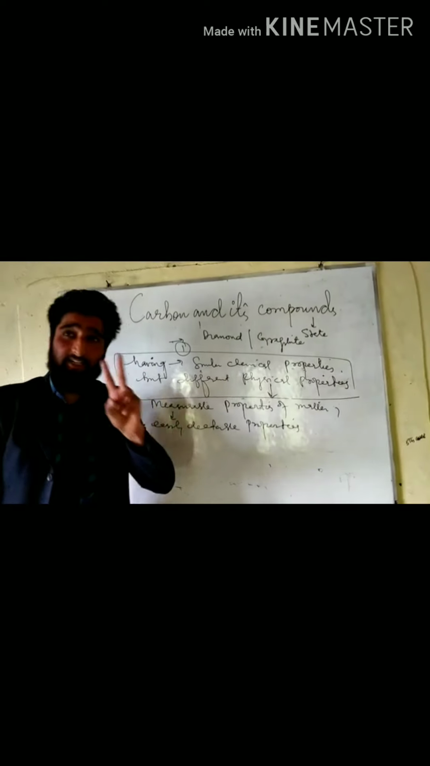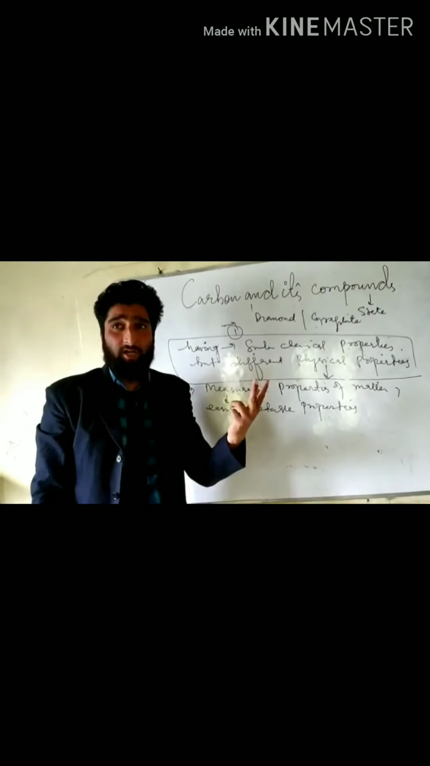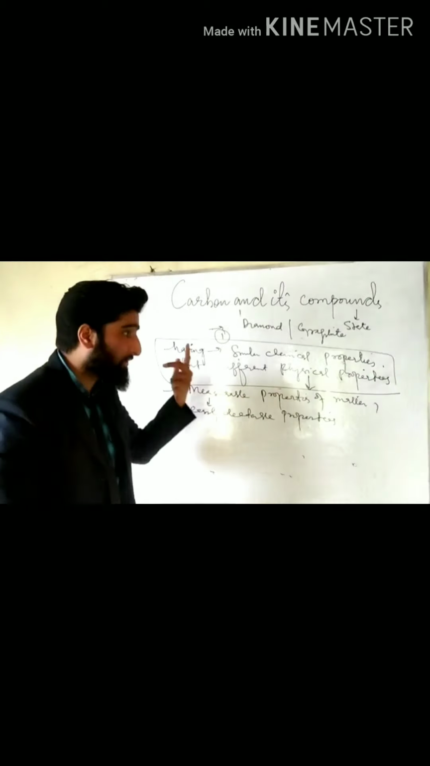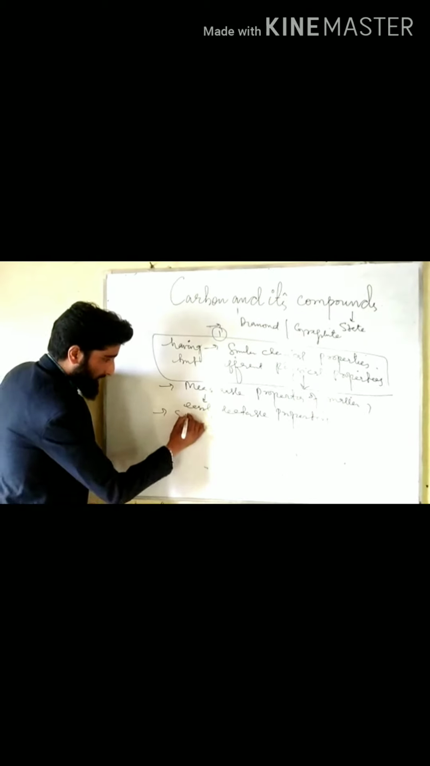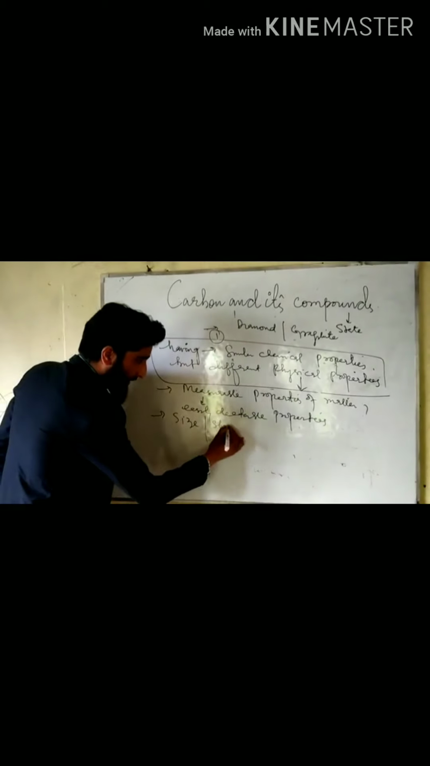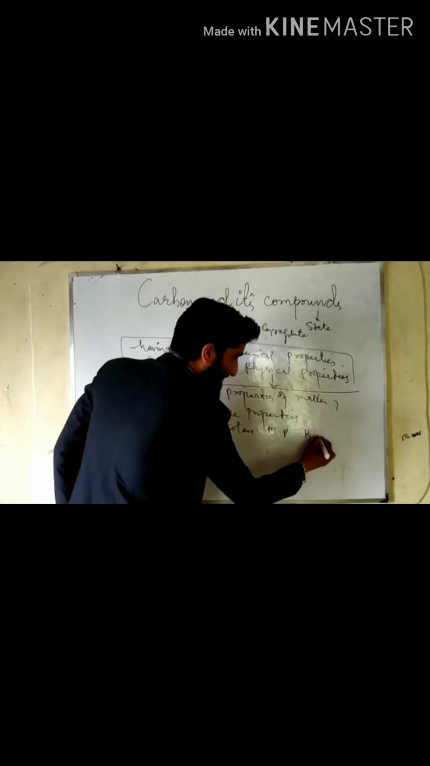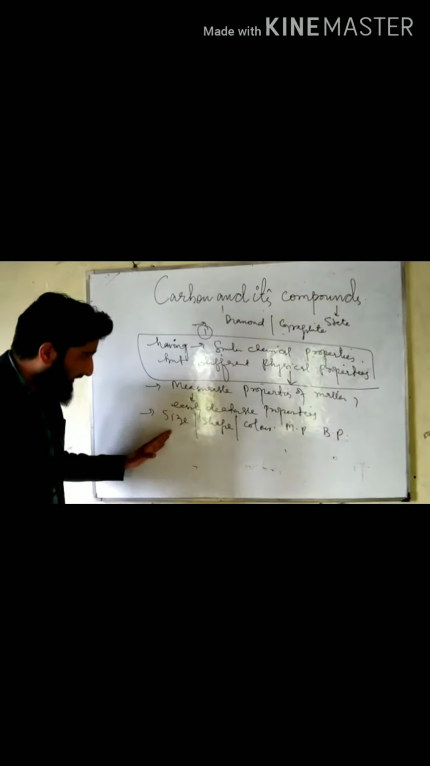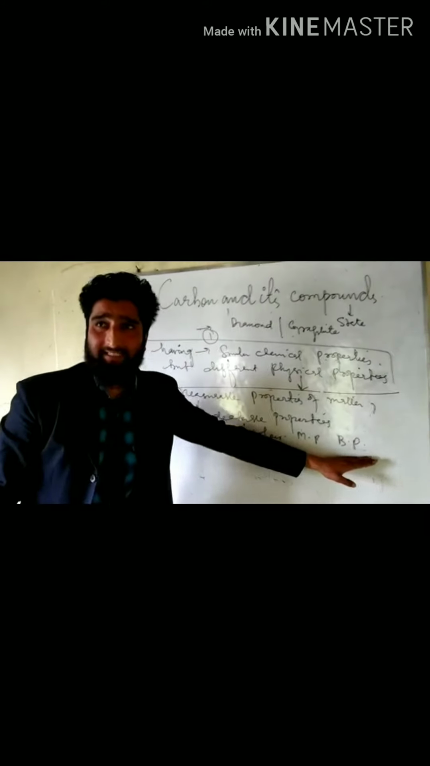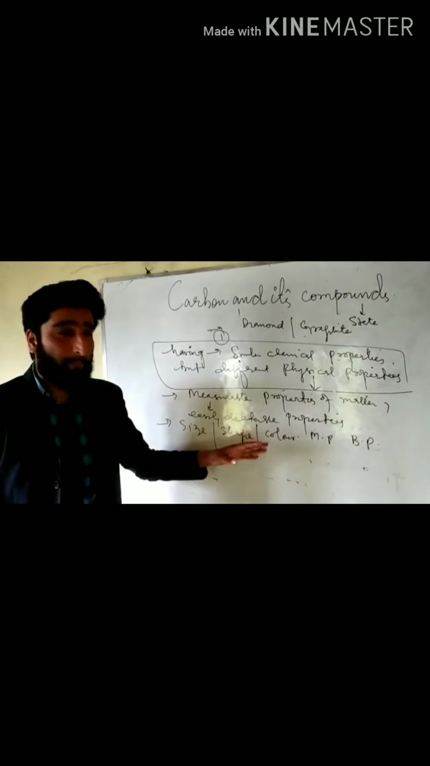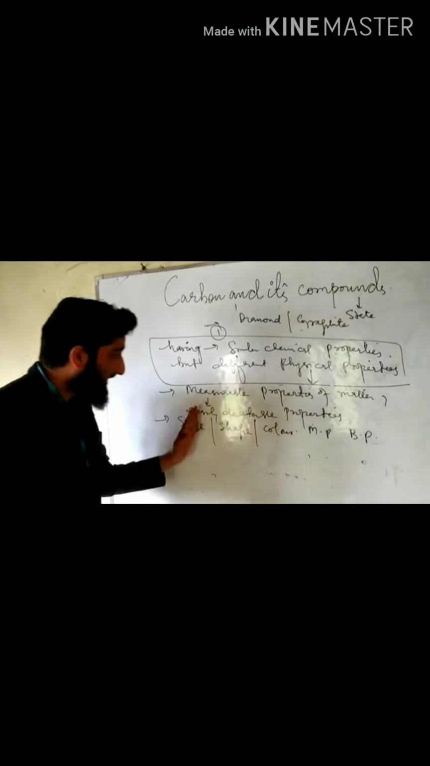We can differentiate two things on the basis of their size, shape, color, melting point, and boiling point. These are actually the fundamental physical properties. Whenever I talk about physical properties, these are the measurable properties.